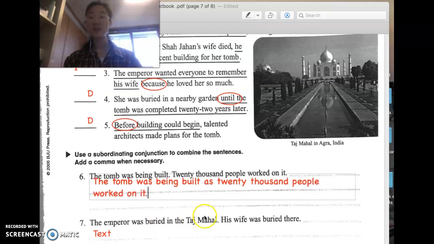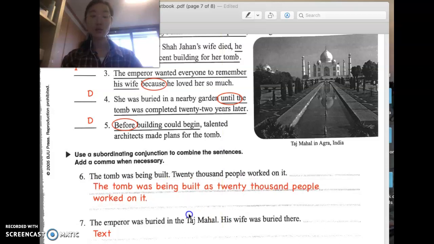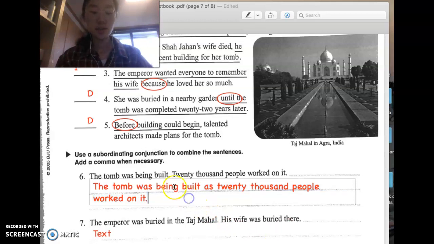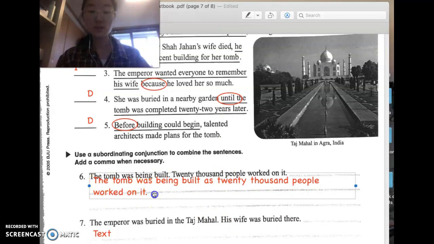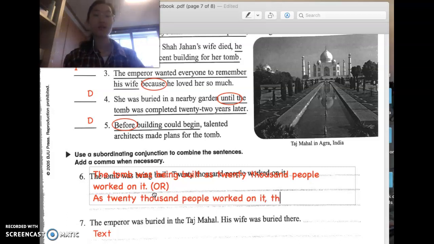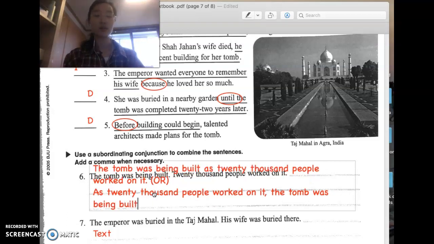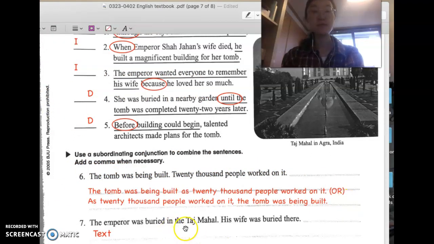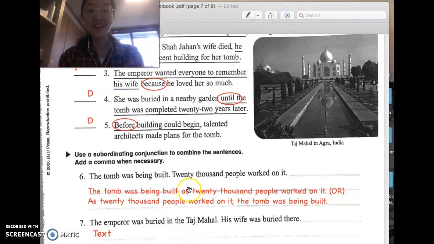Do we need a comma, boys and girls? No. Why? Because our dependent clause is at the end of the sentence. So we can do this, or if we want to flip it around, we can do as 20,000 people worked on it, comma, the tomb was being built. So you could do it this way as well. Okay, let's try number 7. The emperor was buried in the Taj Mahal. His wife was buried there.